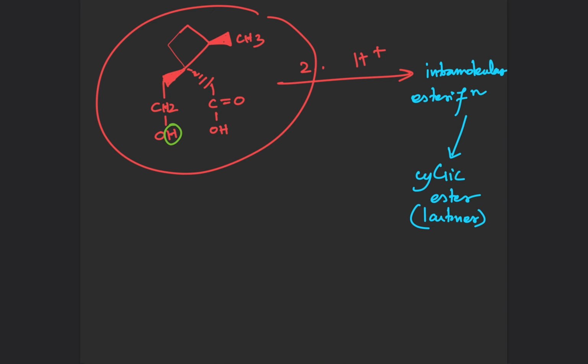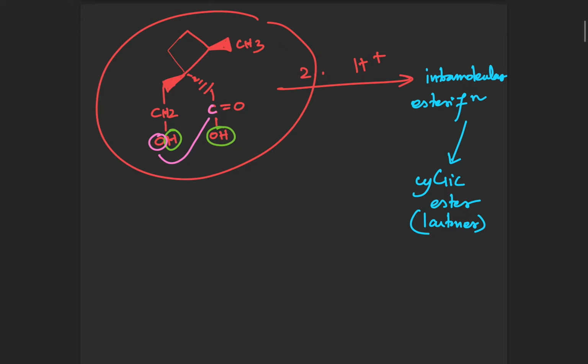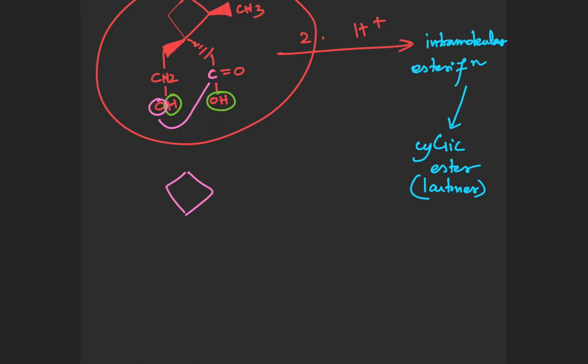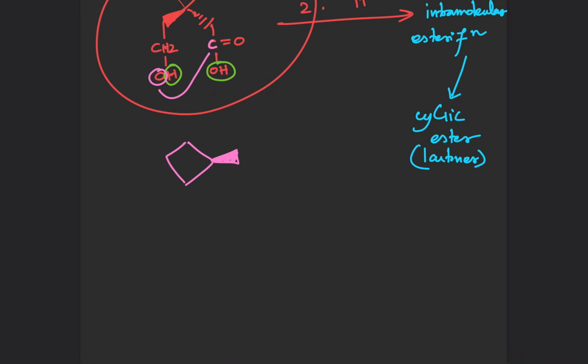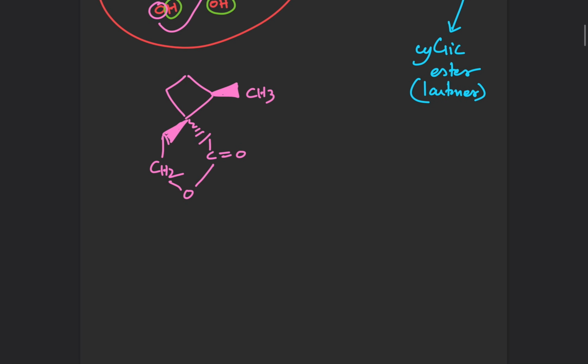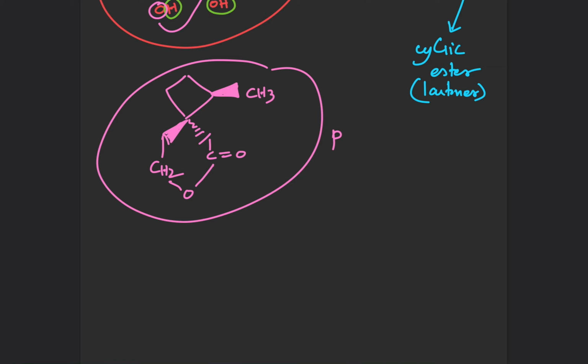Okay. So therefore, in a nutshell, H from OH and OH from COOH goes out in the form of a water molecule, and a new bond between O and C is formed. Okay, so therefore this compound in the presence of H plus will ultimately give us CH3, CH2O, C double bond O, and this. Okay, so this is our P.